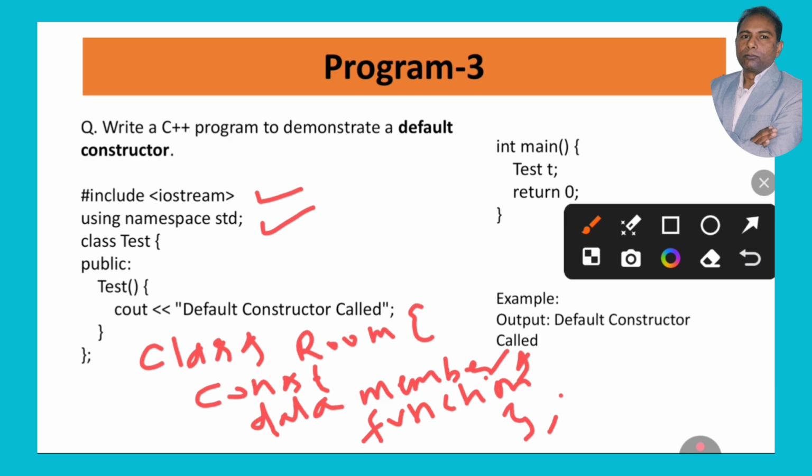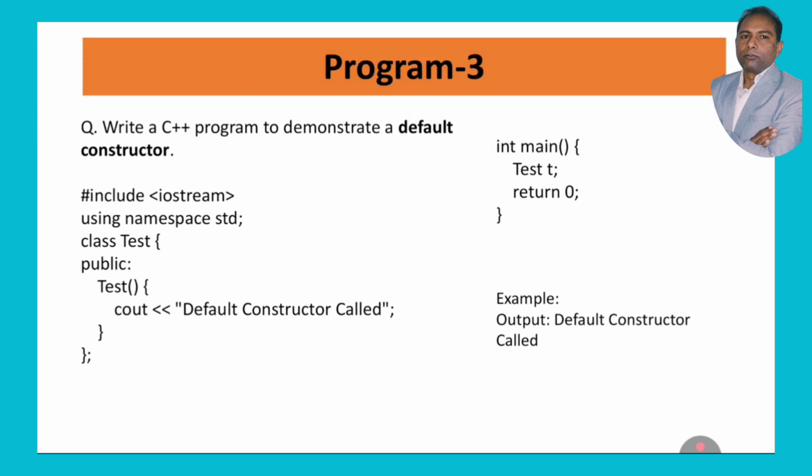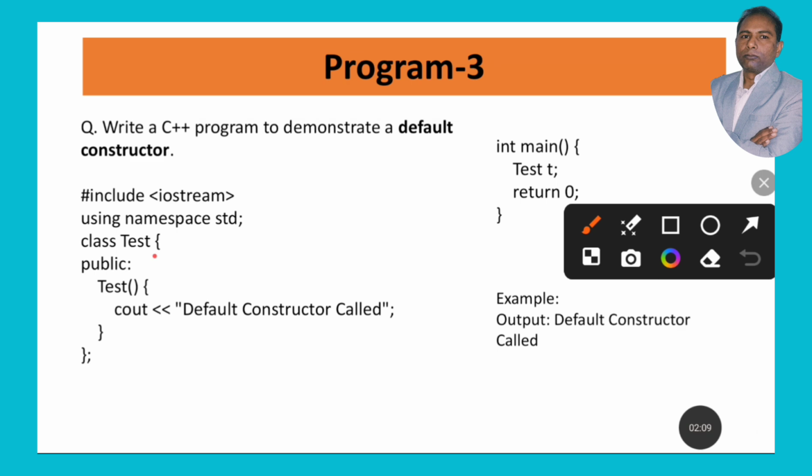So how can I create the object? We have to write the name of the class, then the object name. Then how can we create the constructor? We have to write the name of the class. Since a constructor is simply a function, the name of the constructor should be the class name.